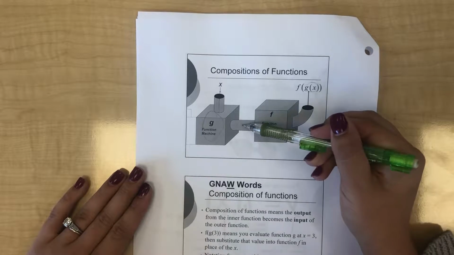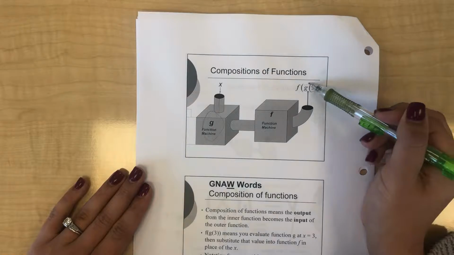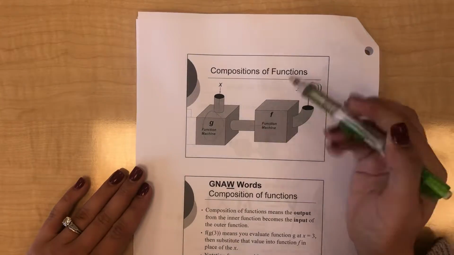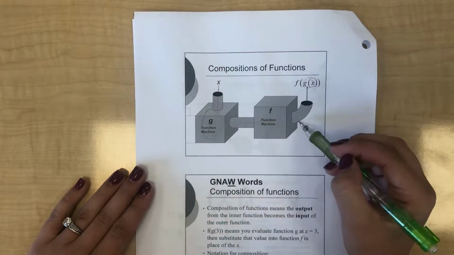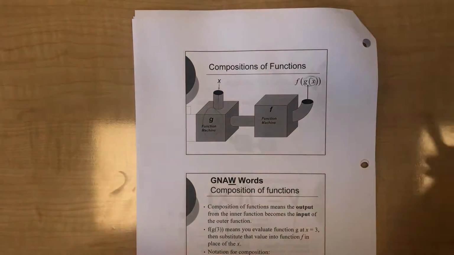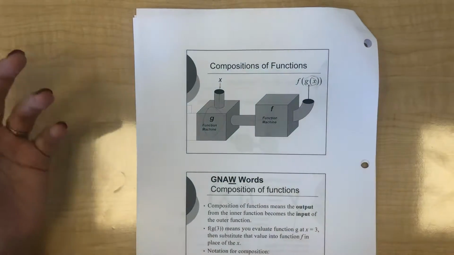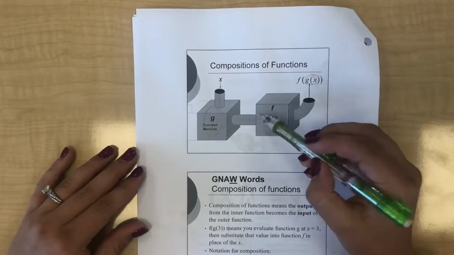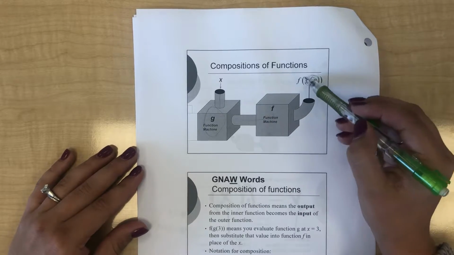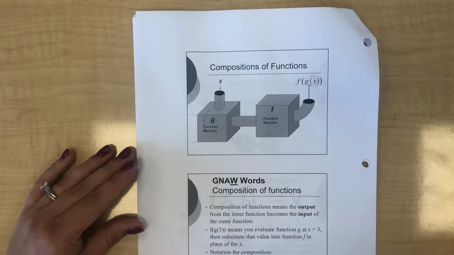And then the output of g becomes the input to f. So the output here becomes the input to f. And then you input it to f, which might be, I don't know, divide by 7. And then you take that output and divide it by 7, and then you get your final output, which is f of g of x. Okay?